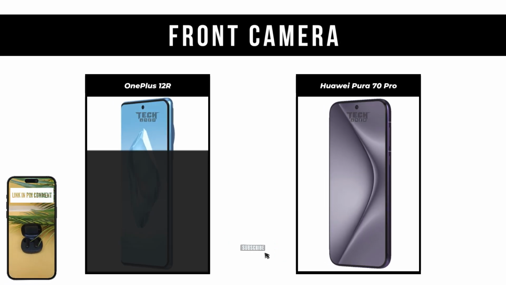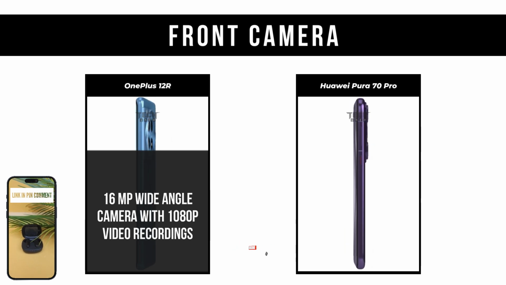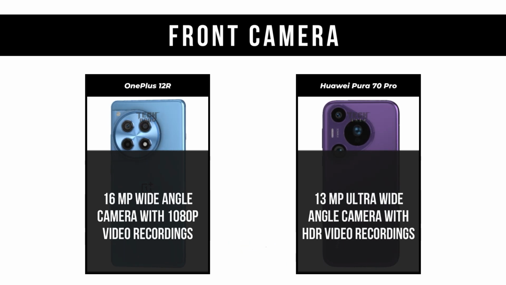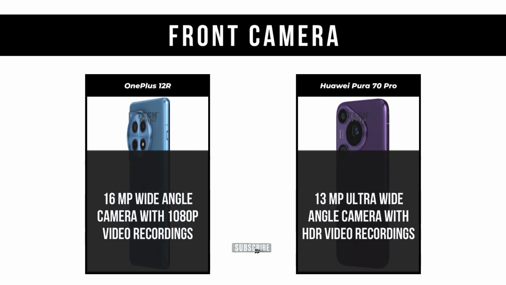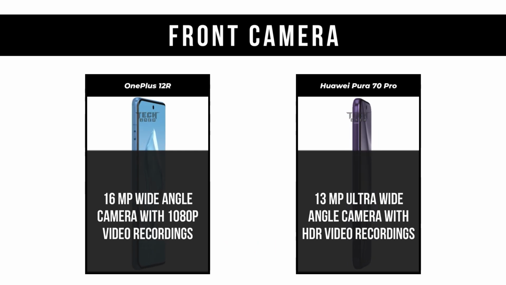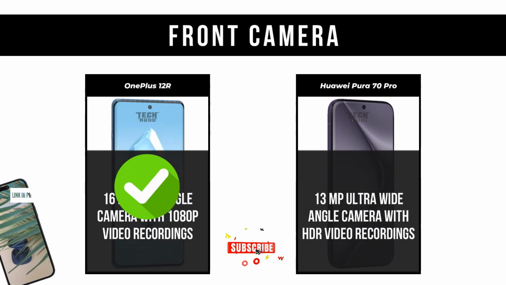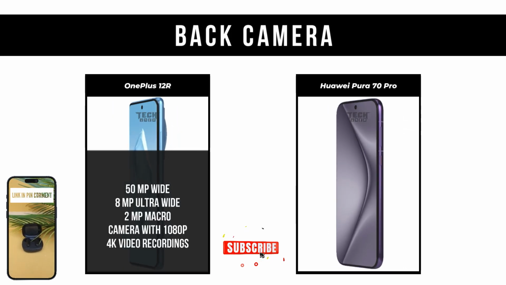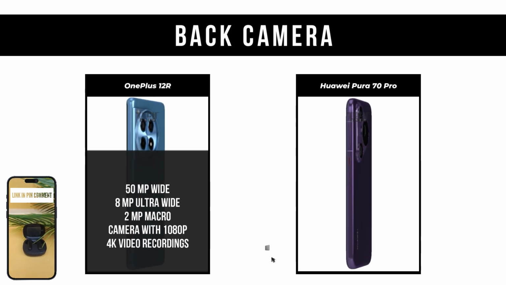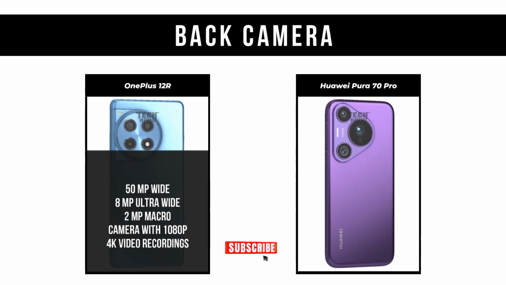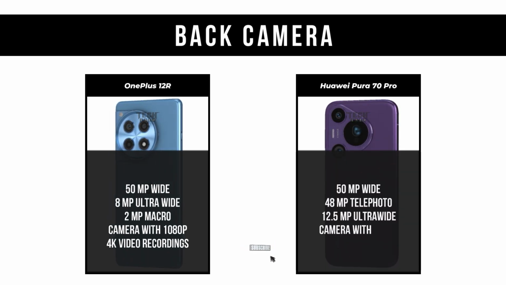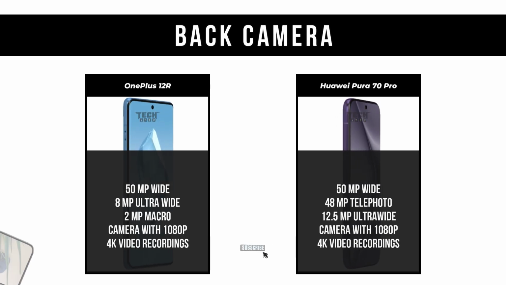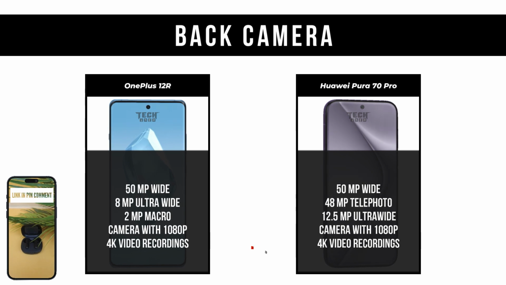Front camera. OnePlus 12R is 16MP wide-angle camera with 1080p video recordings. Huawei Pura 70 Pro is 13MP wide-angle camera with HDR video recordings. Back camera. OnePlus 12R is 50MP wide, 8MP ultra-wide, and 2MP macro camera with 1080p and 4K video recordings. Huawei Pura 70 Pro is 50MP wide, 48MP telephoto, and 12.5MP ultra-wide camera with 1080p and 4K video recordings.